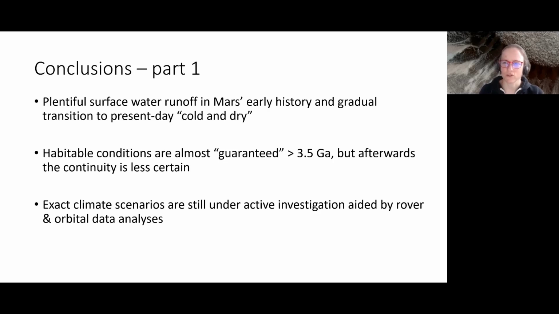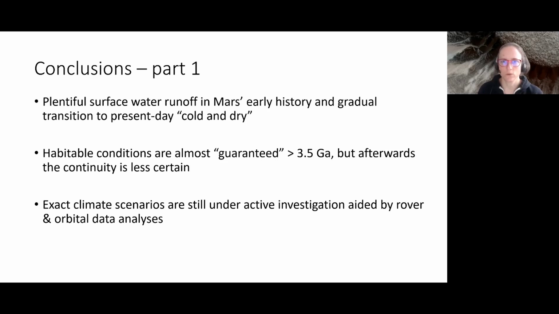But as Mars dried out and we start to get periodic systems like alluvial fans, whether life could survive at the surface is a bit more of an open question. And it is really this period that's under active investigation, and we're relying on orbital and rover data to help us build up a fuller and more complete picture of the hydrological environments on Mars during this time.